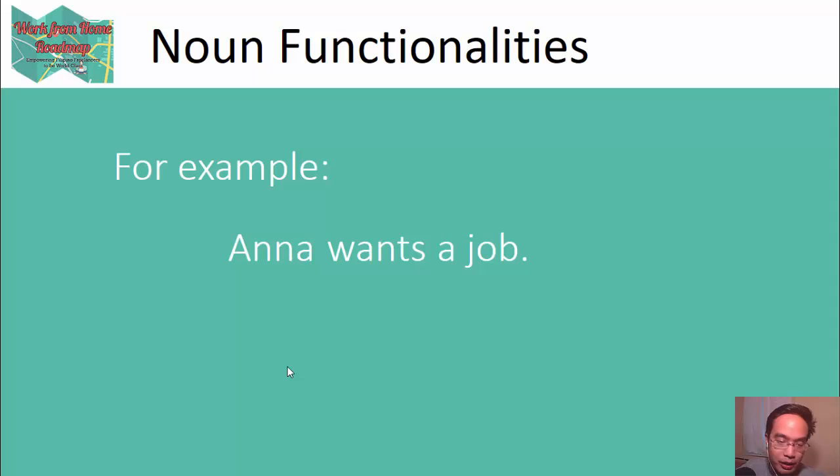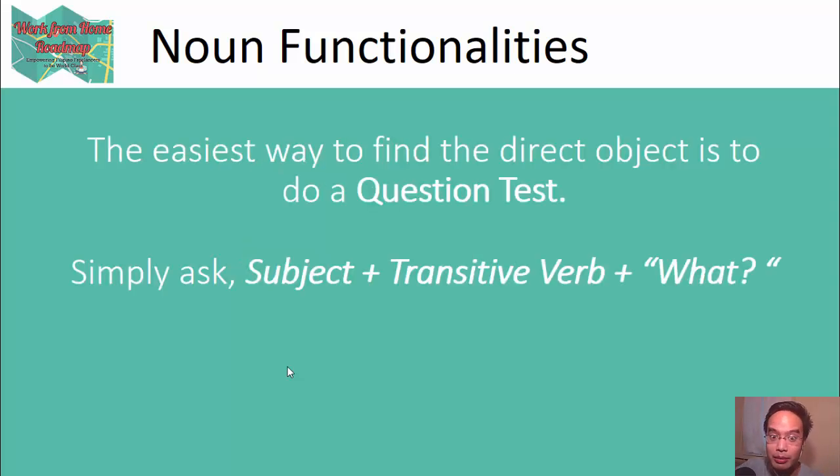For example, Anna wants a job. The subject in this case is Anna. We have the transitive verb, which is wants. And if we just stop there, if we just said Anna wants, it doesn't make sense, because wants passes on action to the direct object, which is a job. So Anna, the subject, is who we're primarily talking about. Wants is a transitive verb. It's transitive because it passes action to the direct object, which is a job.